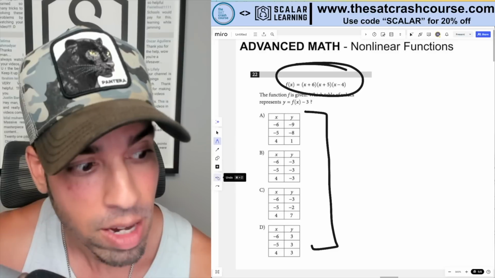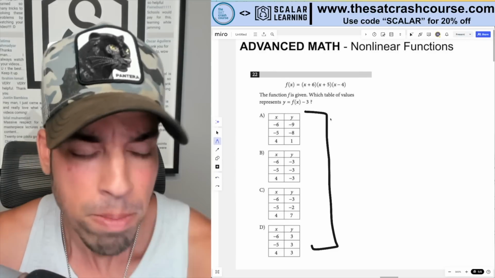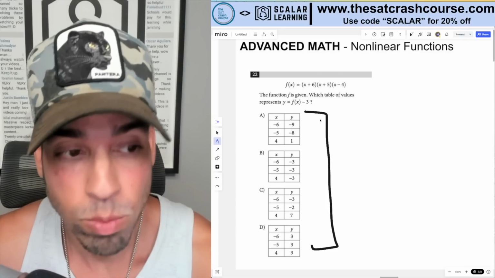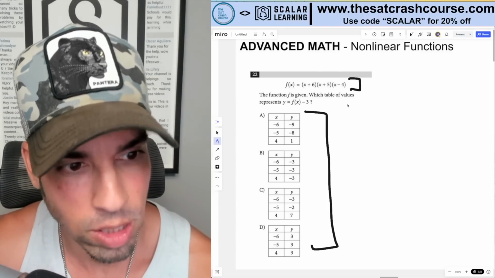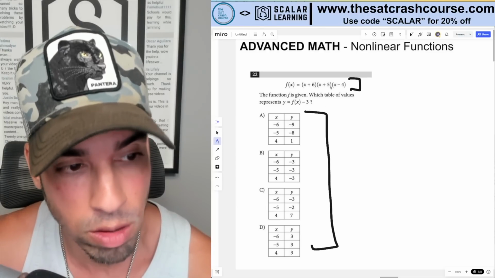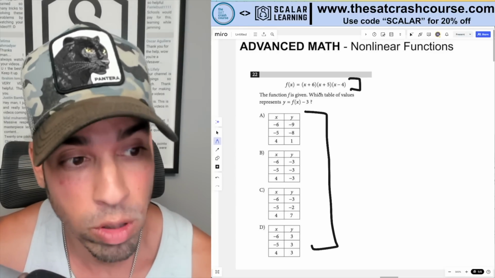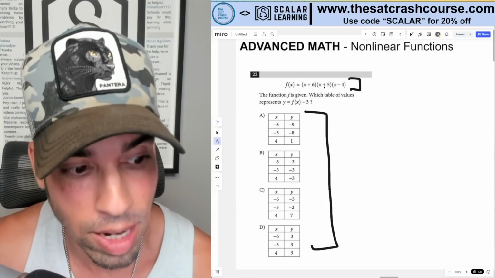I definitely can see them doing a transformation question like this with a function given, because I think it's, again, going to require some real thinking here. So we're given this function and it says which table of values represents y equals f of x minus 3. Now, if you're not careful and you don't read this thoroughly, you might just think they're looking for values of f of x. No, f of x minus 3, where everything is shifted down by 3.